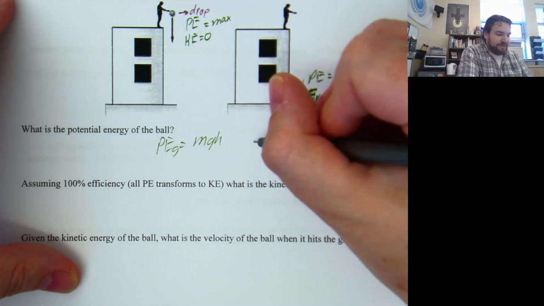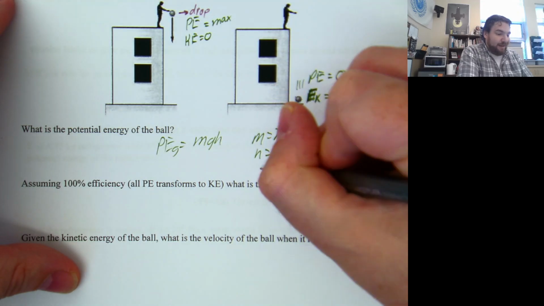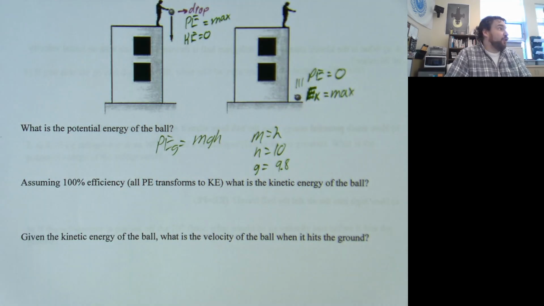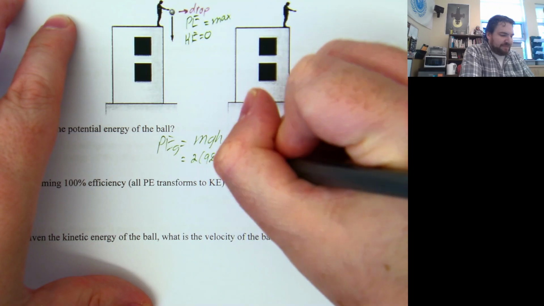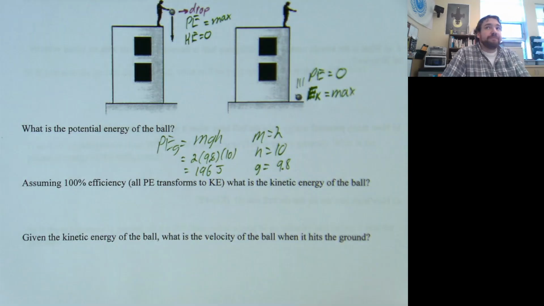We know the mass of the ball, 2 kilograms. We know the height of the ball, 10. We know the gravity of Earth is 9.8, sorry. So we're going to take those 3 values and multiply them together. We've done that math already once today. 2 times 9.8 times 10 is going to be 196 joules.